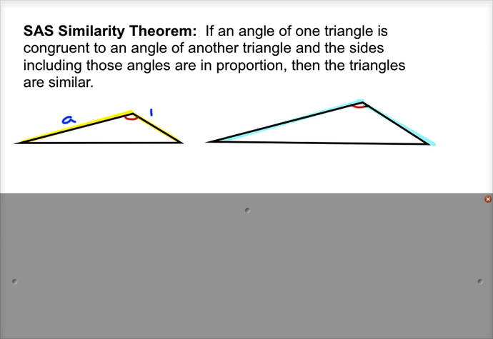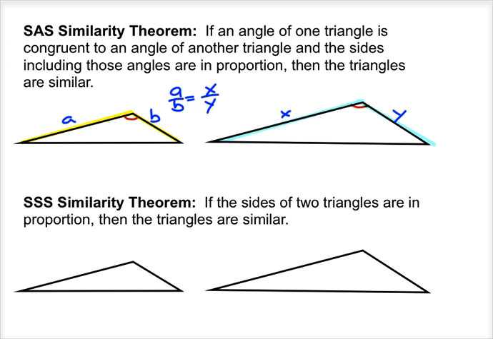Let's say this is A and B, and this one is X and Y. So if A over B equals X over Y, then the triangle is going to be similar because the angles are congruent and the sides will be proportional to one another.